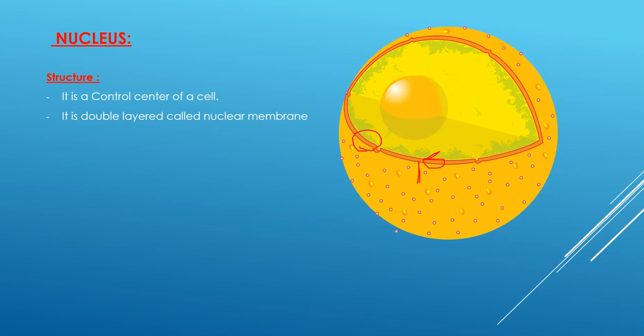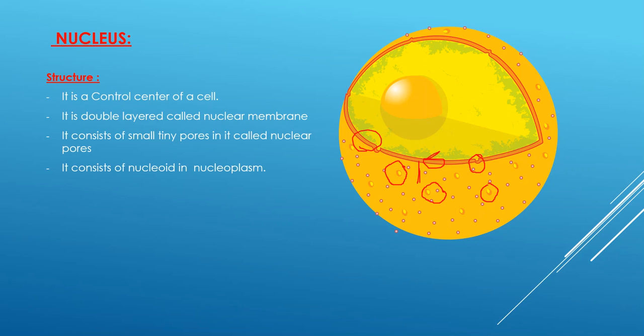On this outer membrane you see that some small tiny pores are present. These small tiny pores are called nuclear pores. These nuclear pores are formed due to the contact of the outer and inner layers. And these tiny pores are mainly responsible for the passing of materials from the cytoplasm of the cell into the nucleus of the cell.